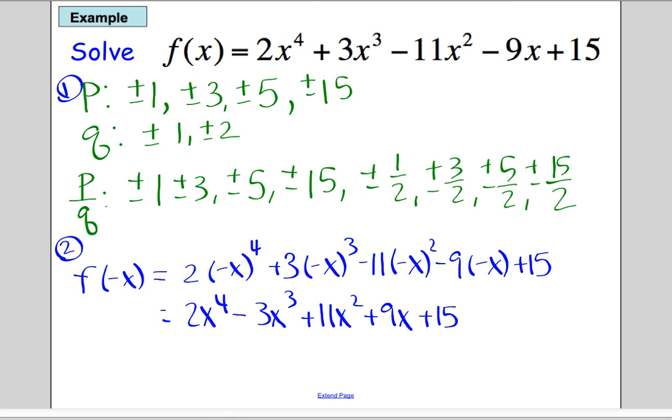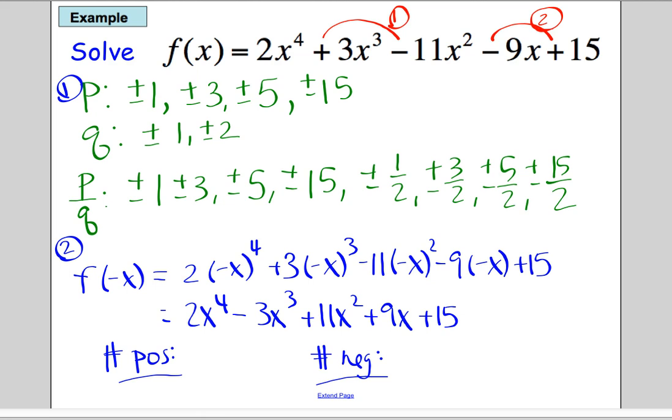And now that we've simplified, we need to go and count our sign changes for our positive zeros and our negative zeros. So let's go look at f of x. It looks like f of x is going to have one sign change there and another one here. So 2 sign changes in total. So that means 2 or no positive zeros. In terms of the negative, we've got a sign change here, another one there, and 2 or no negative zeros.